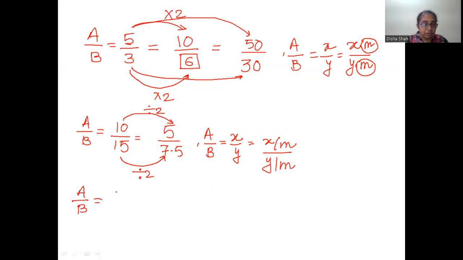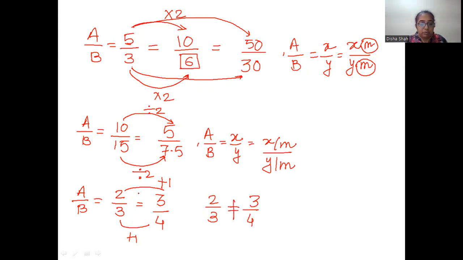For example, if A by B is 2 by 3, so if I say that okay, A has become 3, मतलब 2 का 3 हो गया, मतलब क्या हो गया? +1 हो गया. तो यहाँ पर भी +1 कर देते हैं and 3 plus 1 will become 4. So from this can I say that 2 by 3 and 3 by 4 are equal? No, they are not equal. Why? Because आप रेशियो में कुछ एडिशन नहीं कर सकते. उसी तरह से आप रेशियो में कुछ सब्ट्रैक्ट भी नहीं कर सकते.